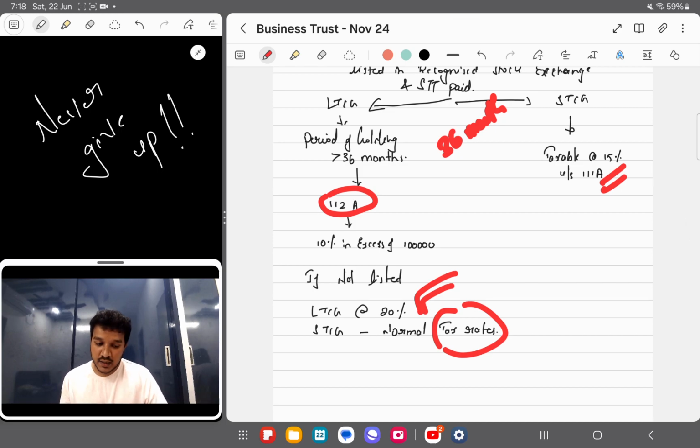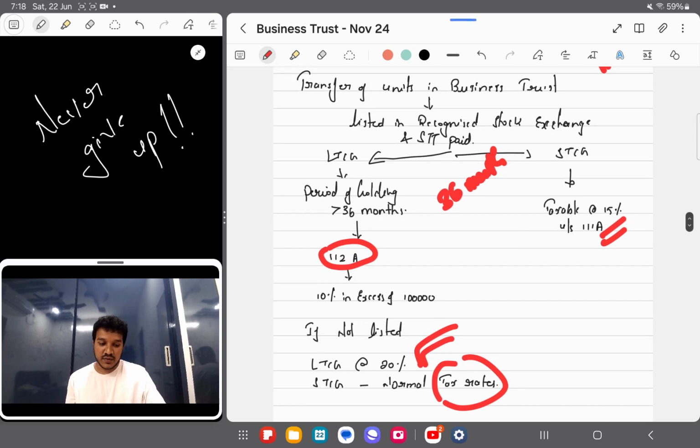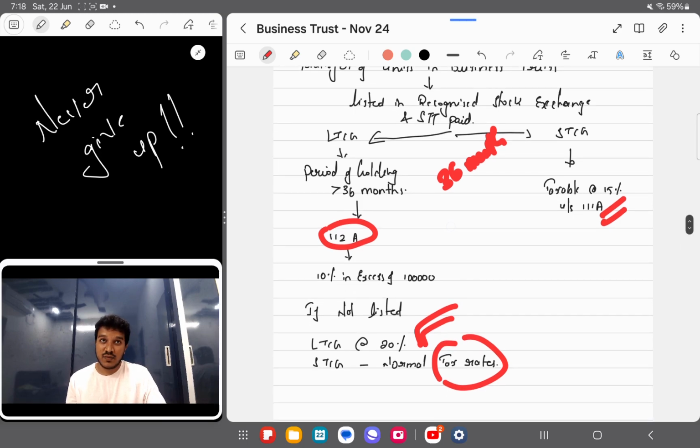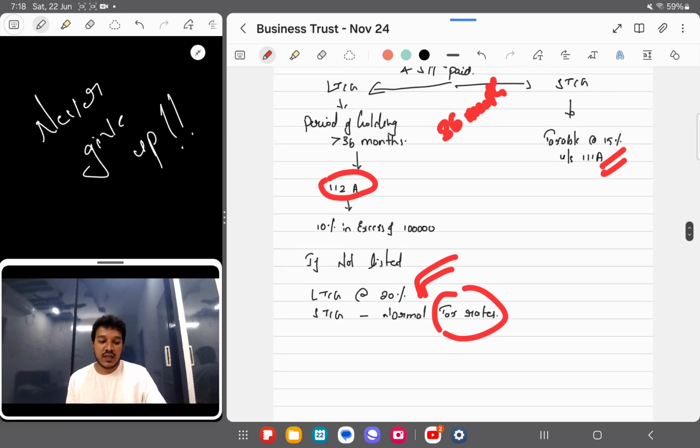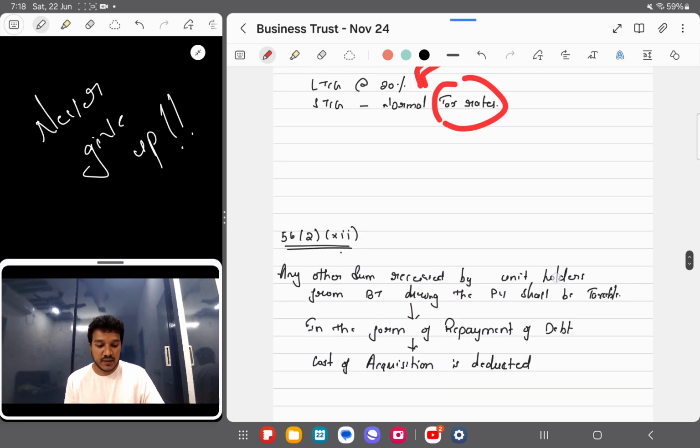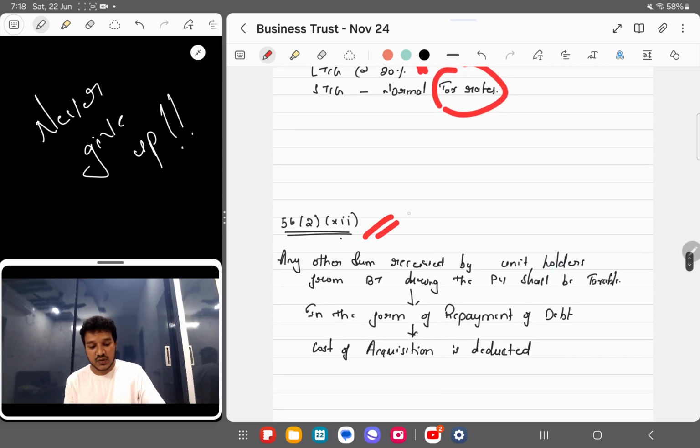Once again I'll repeat. If it is listed in a recognized stock exchange, and if it's a long term, that is more than 36 months period of holding, then it becomes long term. Then section 112A is applicable, where up to 1 lakh exemption is given, and more than 1 lakh, 10% tax is applicable. If it is a short term, then it is taxable at the rate of 15% under section 111A. This is a new section which was inserted by Nirmala Sitharaman.